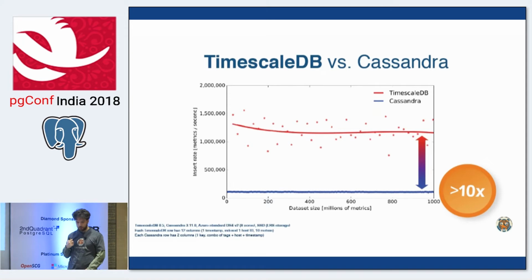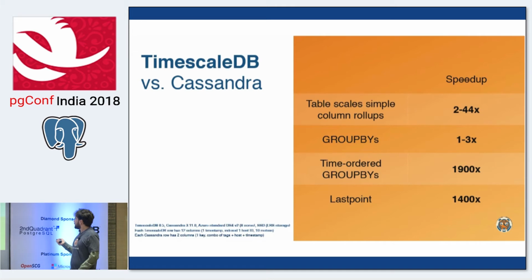Comparing us to NoSQL systems, we compared ourselves to Cassandra, and we find that Cassandra is actually great because it can scale, but its single node performance is not that great. So there's already a big gap in efficiency on a single node when comparing Cassandra and Timescale, and the gap is about 10x. So you can replace a 10-node Cassandra cluster with one of our nodes.